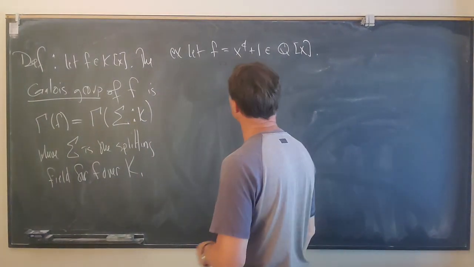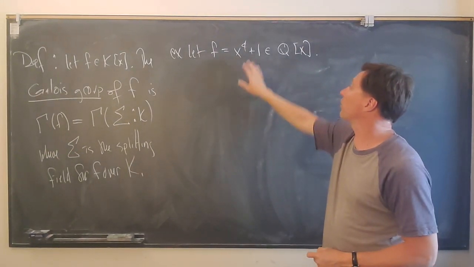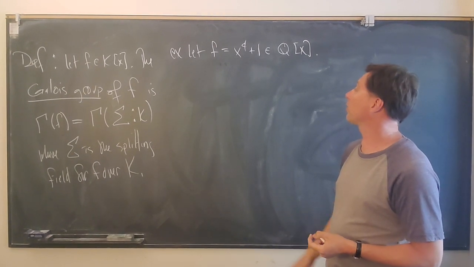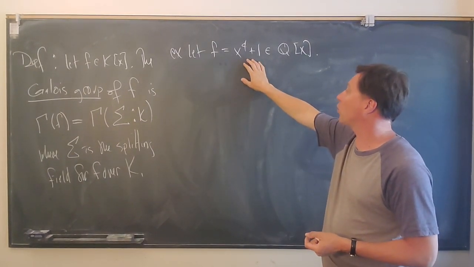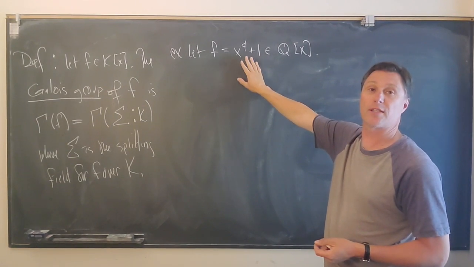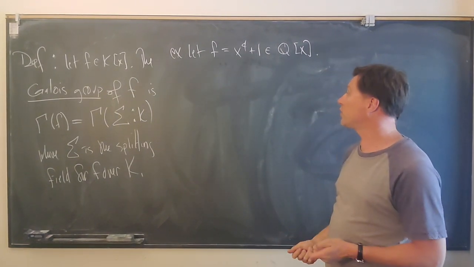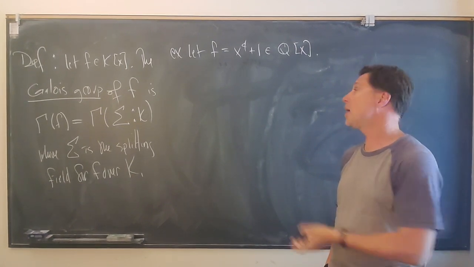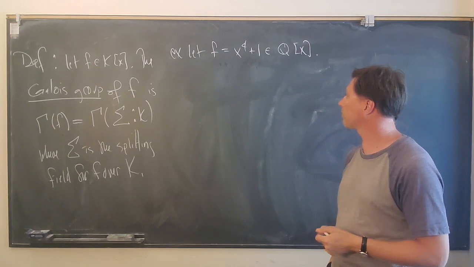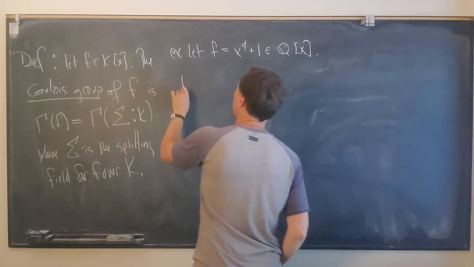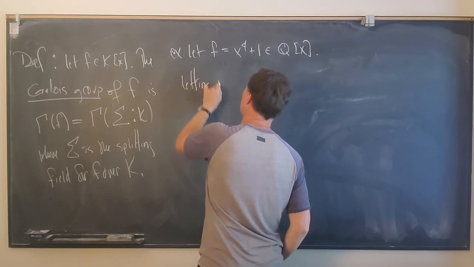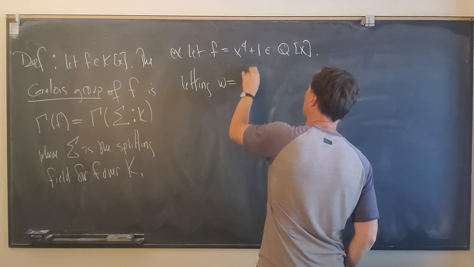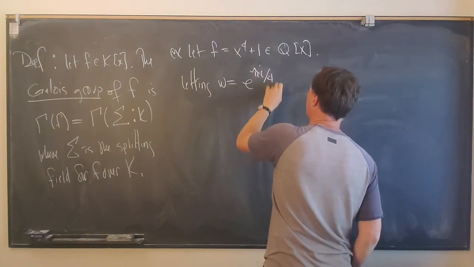Now, this polynomial is irreducible over Q. I believe in 482, I don't remember which homework problem it was, but if you were in 482 last quarter, we looked at this polynomial. We were able to show that it's irreducible, even though it was reducible over Z_p for every p. So let's call this omega. Omega is going to be e^(πi/4).